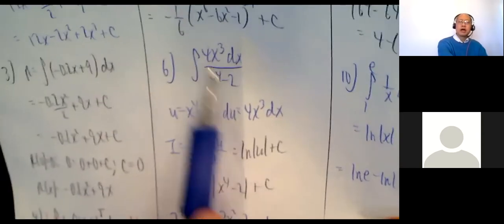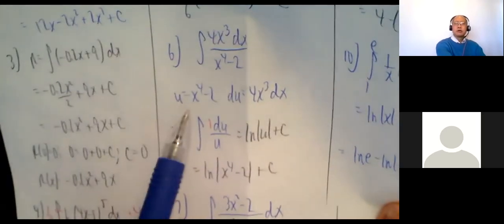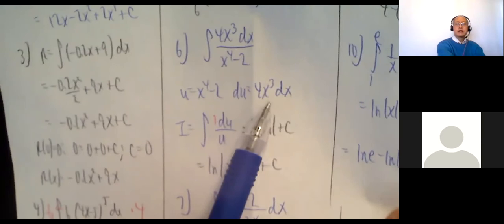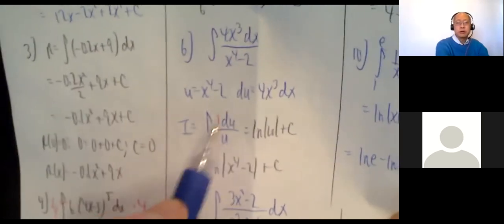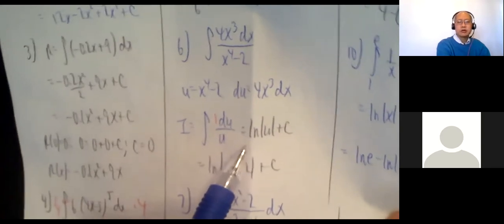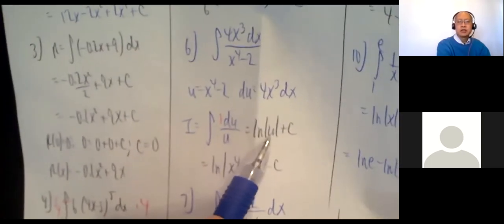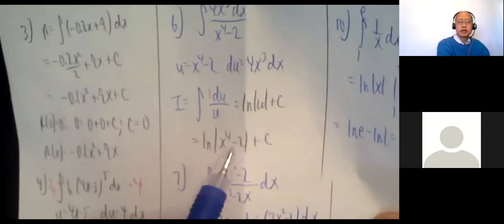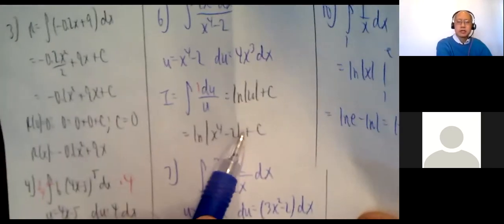Number 6, the derivative of the bottom is exactly the top. So u equals x to the 4th minus 2, du equals 4x cubed dx. So the integral becomes du over u. You can sneak in a 1. That's natural log absolute value of u plus c. Change u back: natural log of the absolute value of x to the 4th minus 2, plus c.